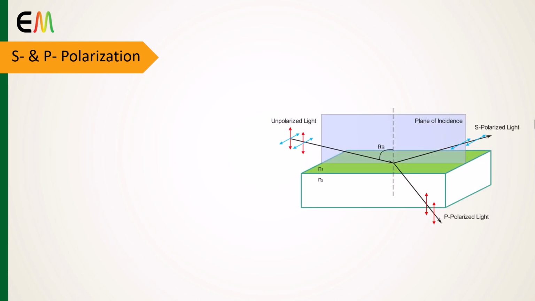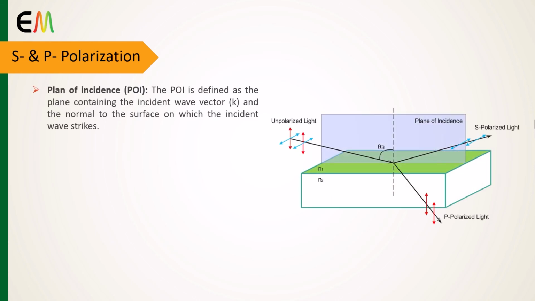At first, the plane of incidence should be explained. The plane of incidence, or in brief POI, is defined as the plane containing the incident wave vector and the normal to the surface on which the incident wave strikes.